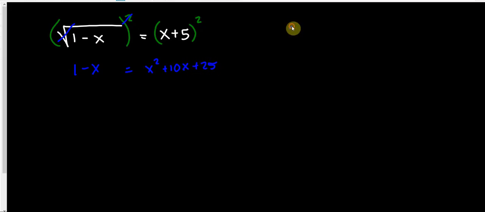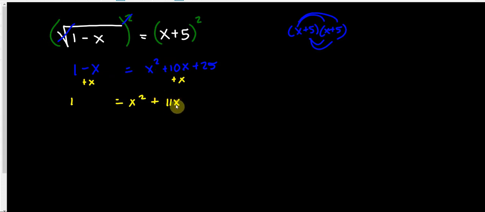If you don't remember the pattern, take the time to FOIL it out. I don't care if you remember it or not, and you will get the same thing when you've done that. Okay? Now, to solve with an x squared, I'm probably going to want to subtract everything over onto the same side. So let's see, add x. So I'll have 1 equals x squared plus 11x plus 25. And then I need to subtract 1. So I have 0 equals x squared plus 11x plus 24.